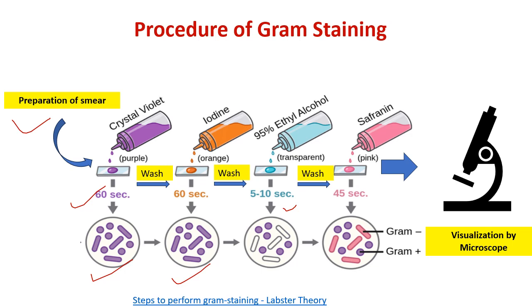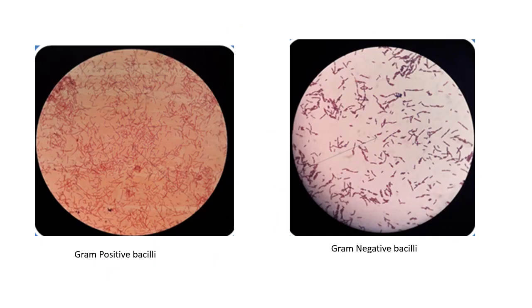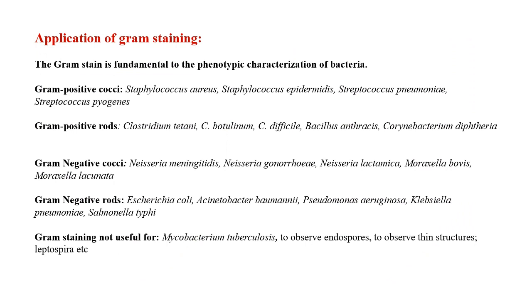So you can have this kind of image, either a mixture of gram positive and gram negative cells, or pure cultures of gram positive or gram negative cells. Originally cells look like this under the microscope. This is a picture showing gram positive bacilli, and this is the picture showing gram negative bacilli. So this is all about the gram staining. Application of gram staining: it's a very beautiful technique and has a huge application in clinical microbiology as well as general microbiology. Gram staining is fundamental to phenotypic characterization of bacteria, and you must learn about gram positive and gram negative cells.